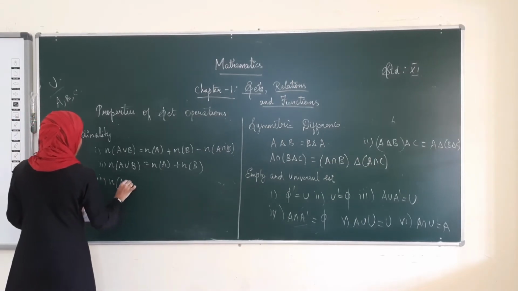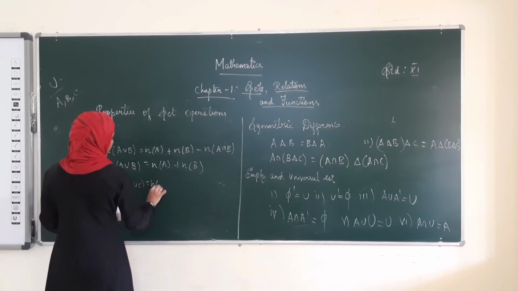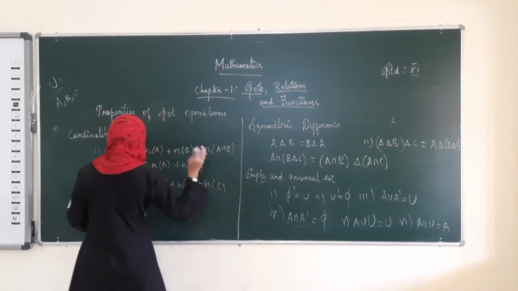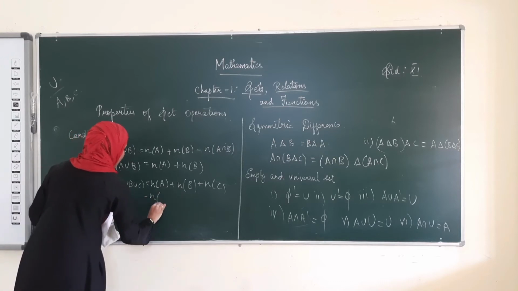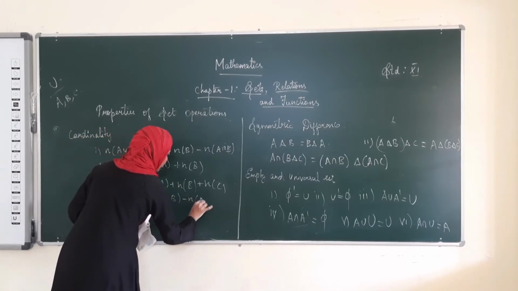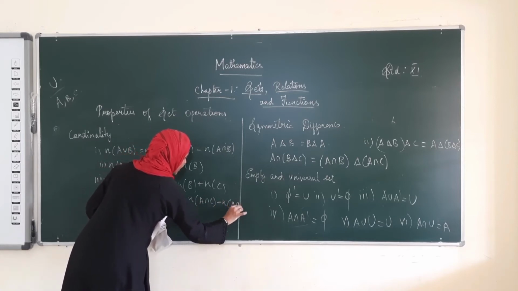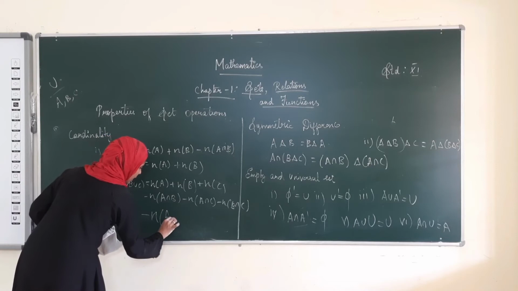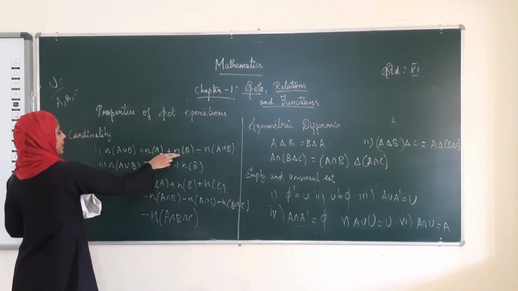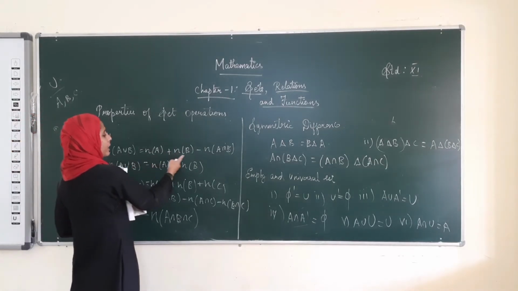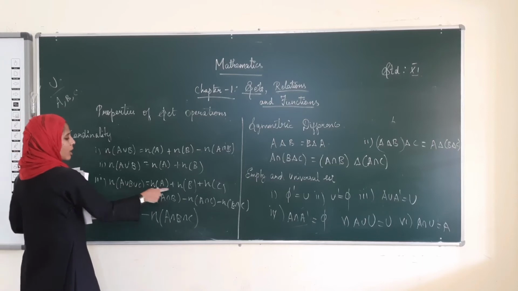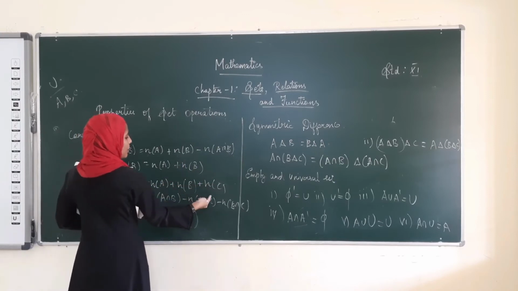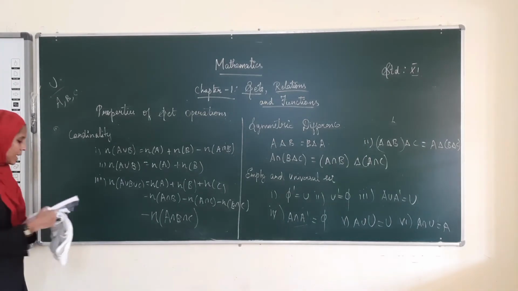Okay, and the third one is n of A union B union C is equal to n of A plus n of B, similarly like this, plus n of C. But since it has 3 sets, we have to subtract n of A intersection B, minus n of A intersection C, minus n of B intersection C, and plus n of A intersection B intersection C. Same like this, but with 2 sets, it is n of A plus n of B minus n of A intersection B.